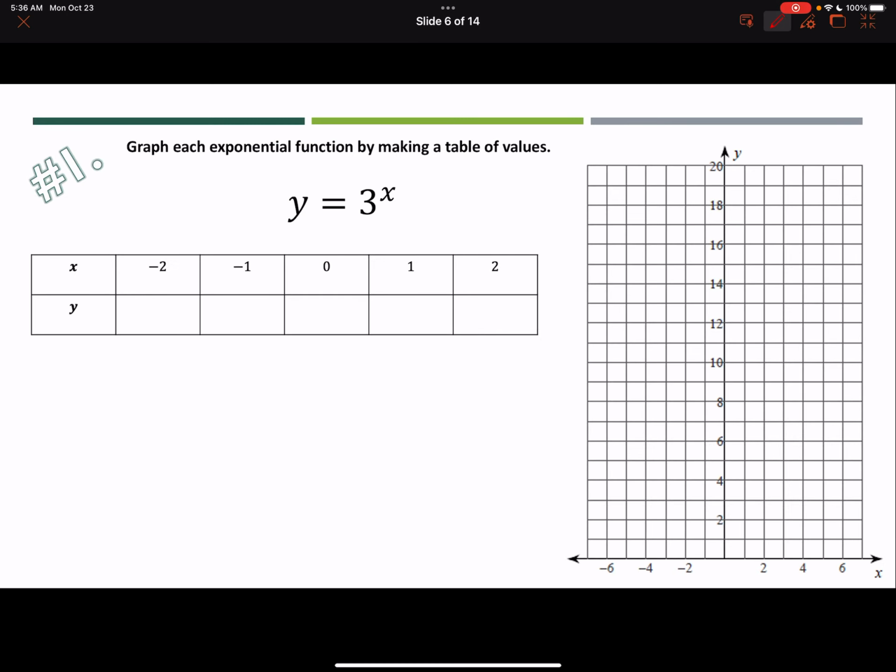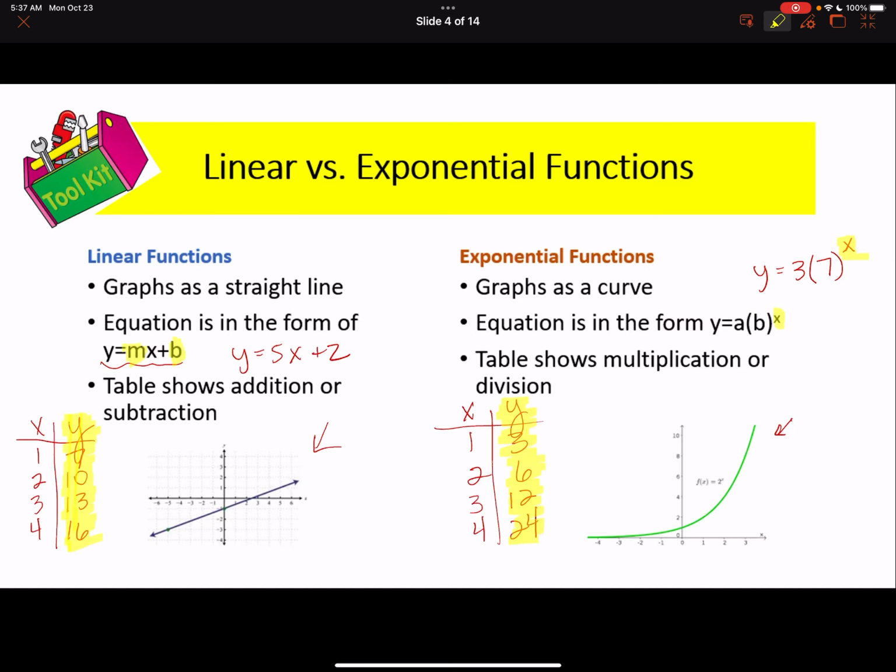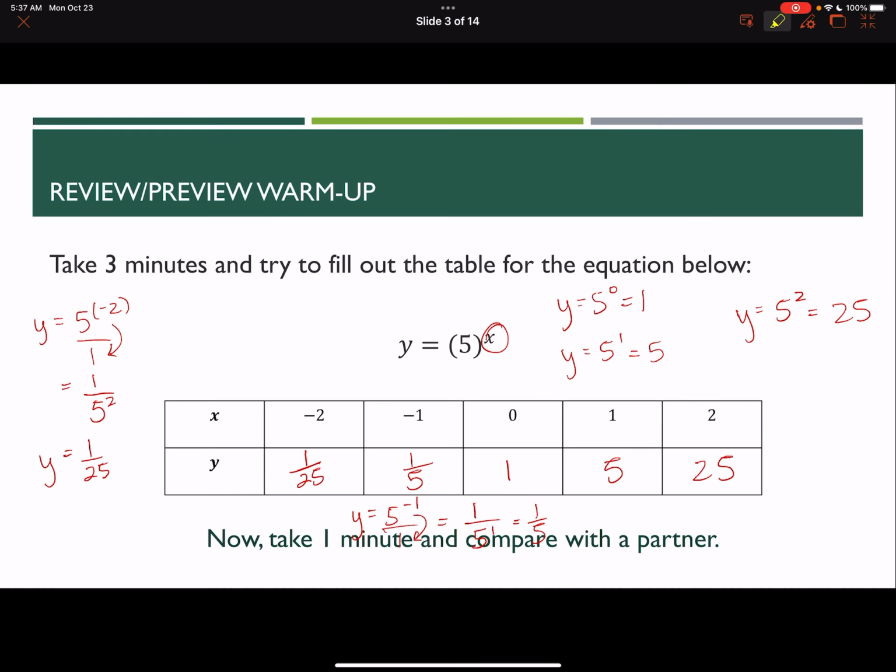Okay, so now let's graph exponential functions. So this should look familiar. This looks very similar to the problem we did in the warm-up. But let's talk about it now. Now that we know what an exponential function is, we see that that x is an exponent. So this function is an exponential function. Let me go back to this warm-up that we did. Look, y equals 5 to the x. So that equation is exponential.